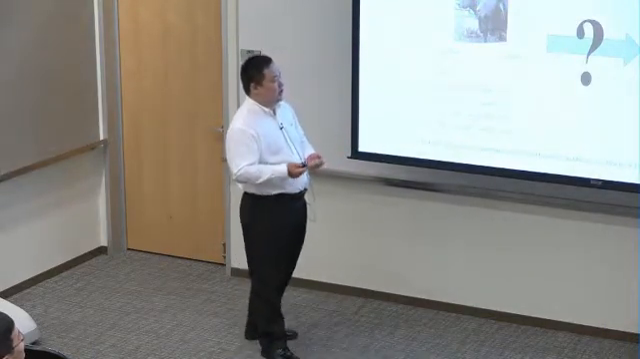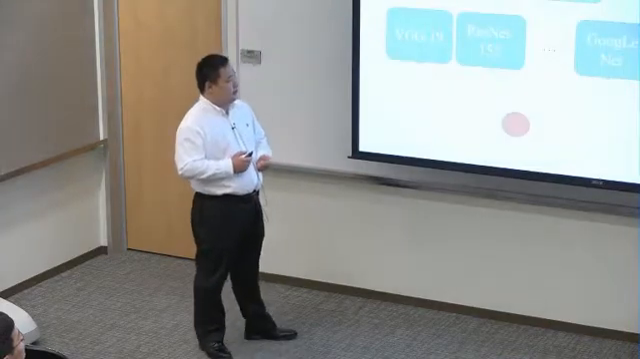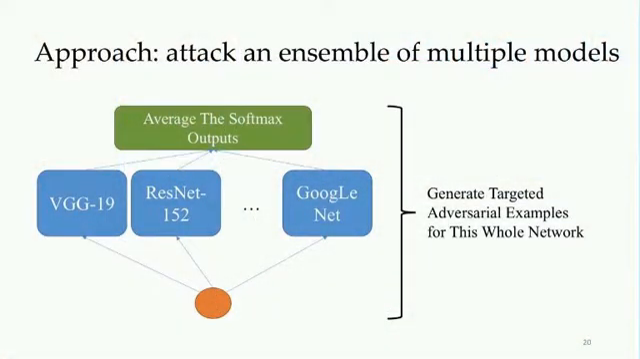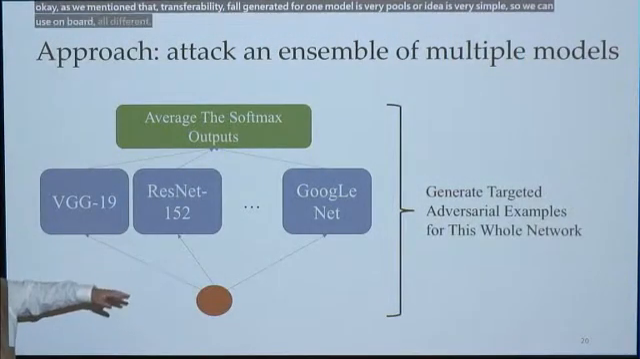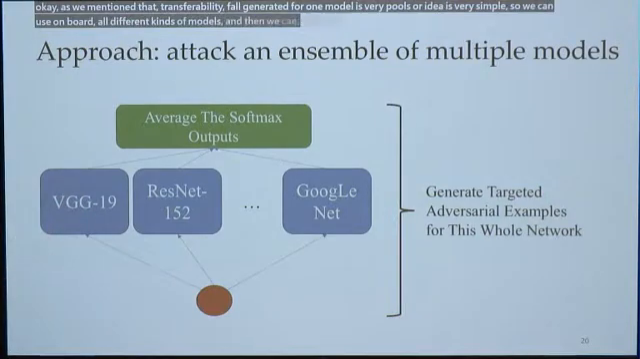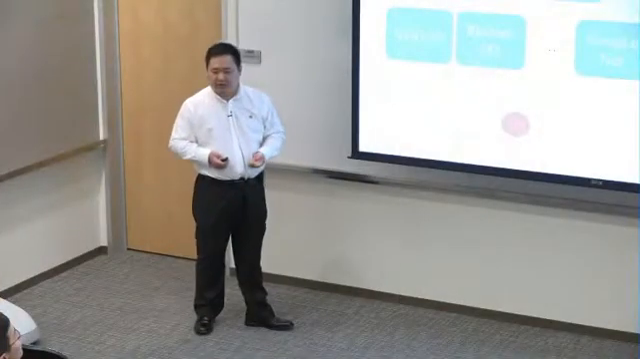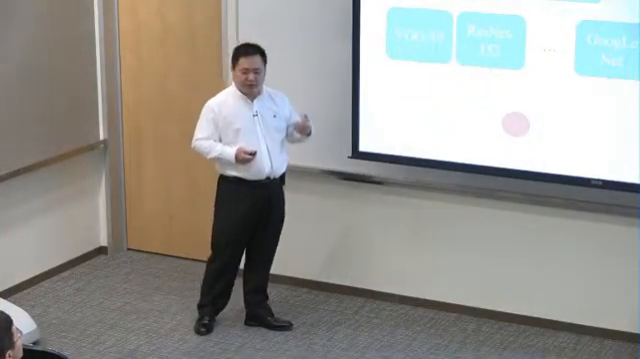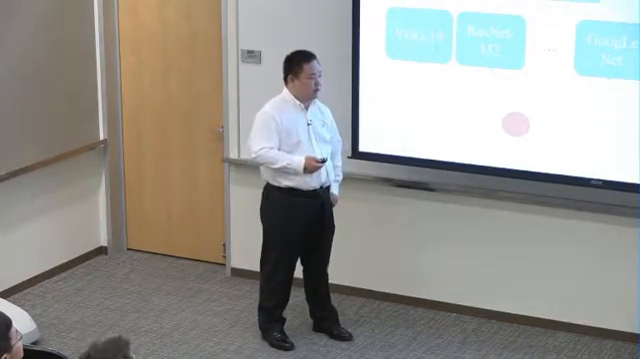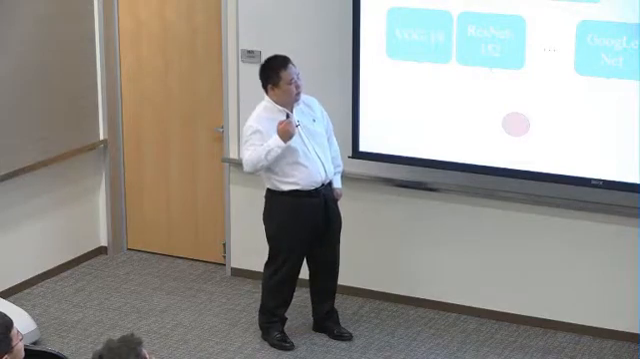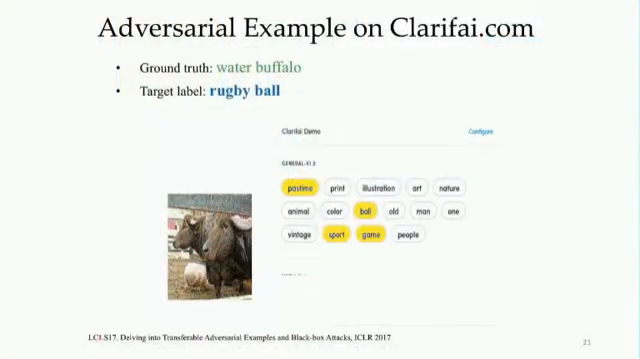Okay, as we mentioned, the transferability from one model is very poor, so our idea is very simple. We can ensemble all different kinds of models, and then generate the adversary example based on the ensemble model. In this way, we hope the transferability of the generated examples is better. And our experiment indeed showed this.